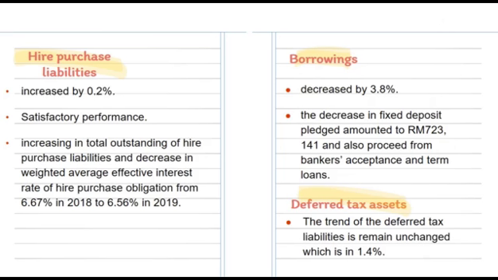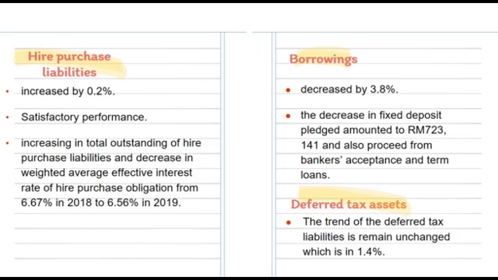For hire purchase liabilities, the trend of hire purchase liability increased by 0.2% of total liabilities and owner equity. This increase of the hire purchase liability is satisfactory and good. The possibility of the change occur is because of the increase in total outstanding of hire purchase liability and the decrease in weighted average effective interest rate of hire purchase obligation from 9.67% in 2018 to 9.56% in 2019. In hire purchase liability, the company will extend the time period of paying. Normally, the hire purchase liability is made to buy an item that is expensive that the company cannot afford to buy in cash. So, the company will purchase it with hire purchase liability.